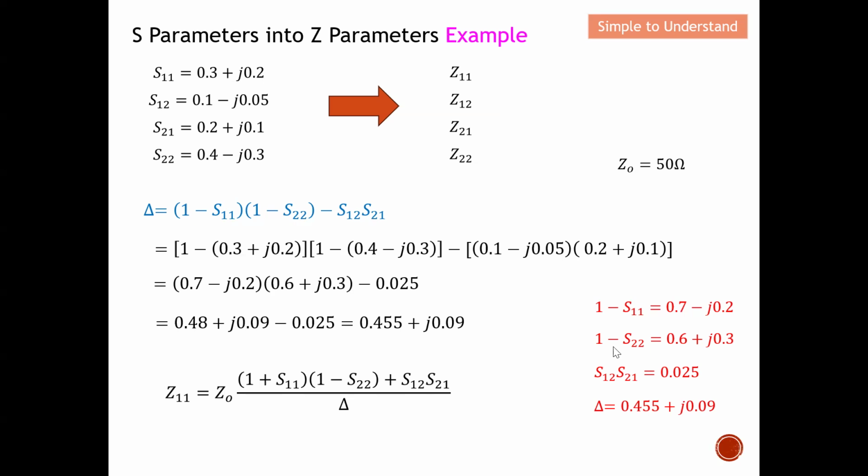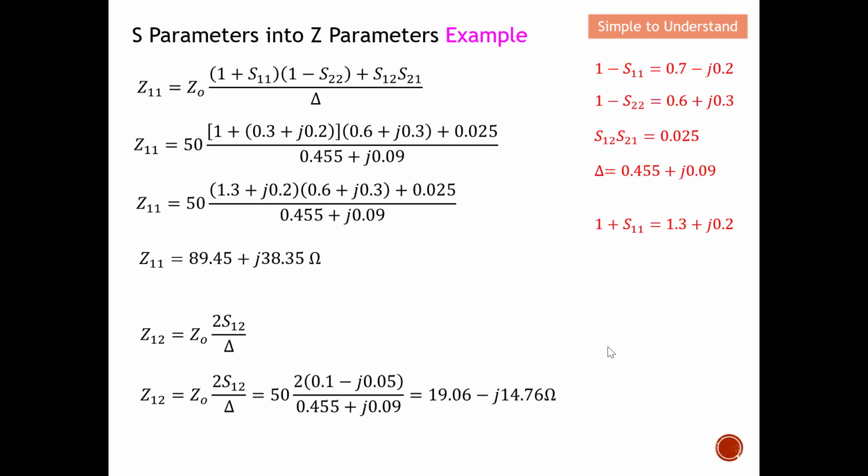Once we have this, we are ready to calculate Z11. This is the formula to calculate Z11. We have 1 plus S11, where this is 1 and this is S11. Then 1 minus S22, which we already got, so 0.6 plus 0.3 here. Then S12 multiplied by S21, which we computed earlier. From here, we can easily obtain Z11, which is 89.45 plus j38.35 ohm. So you can see that I used the S parameters to get the Z11 value here.